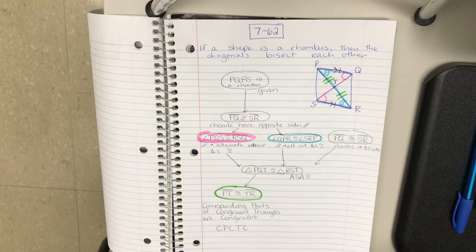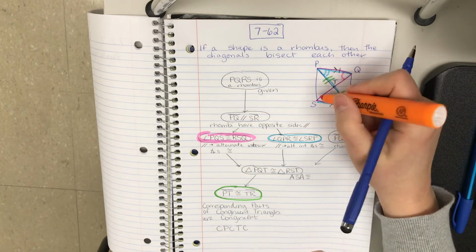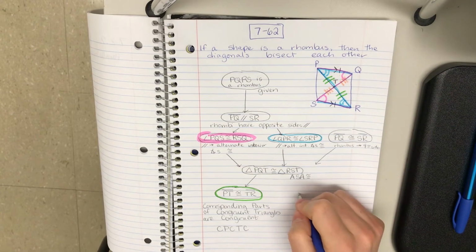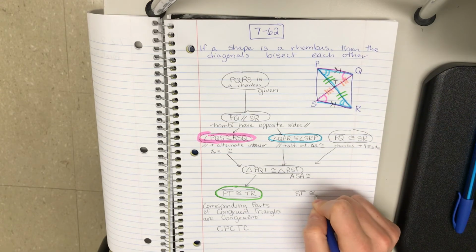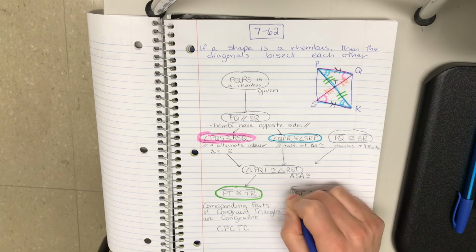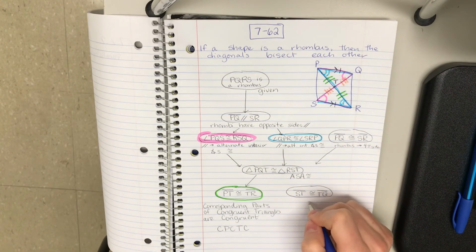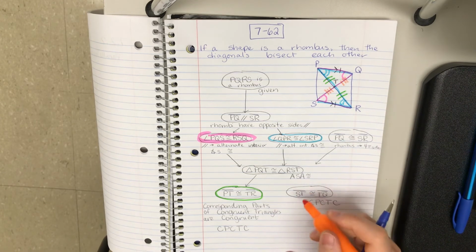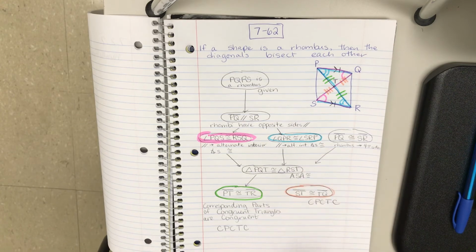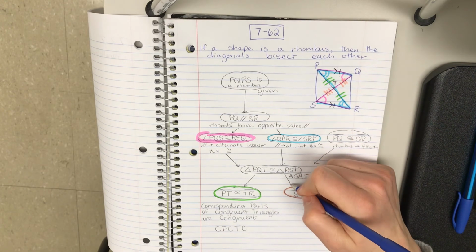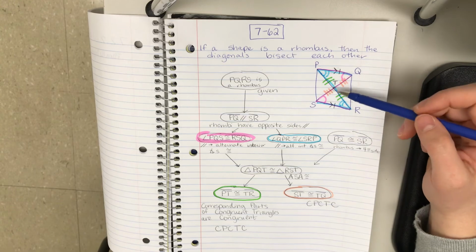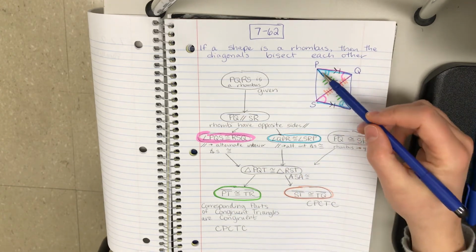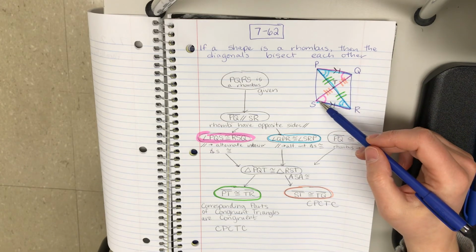Okay, and again, we're also showing that these two, ST and TQ, are congruent. Same reason, corresponding parts of congruent triangles are congruent. Once we've proven that two triangles are congruent, we can say that their corresponding parts are also congruent. When we say that these corresponding parts are congruent, we are saying that the diagonals are bisecting each other, okay?